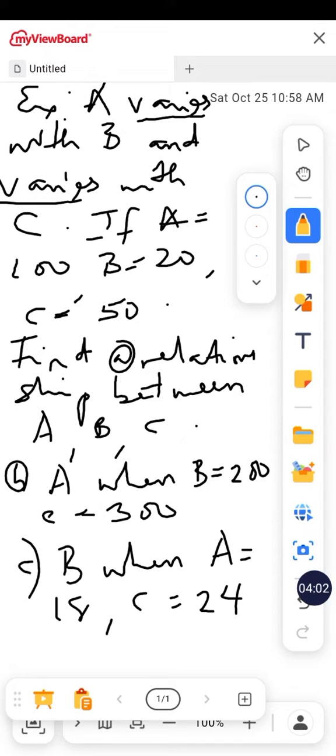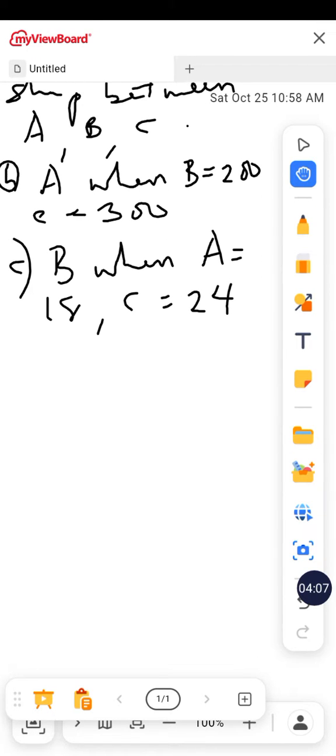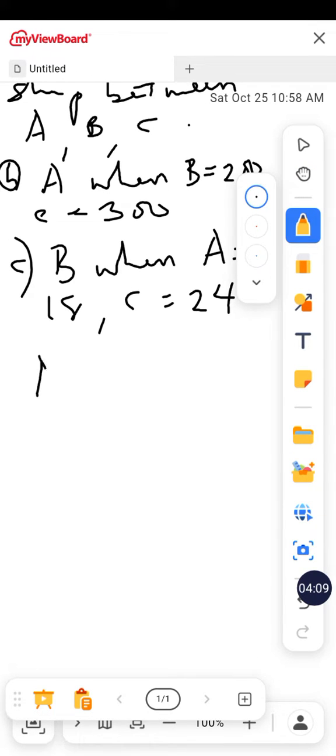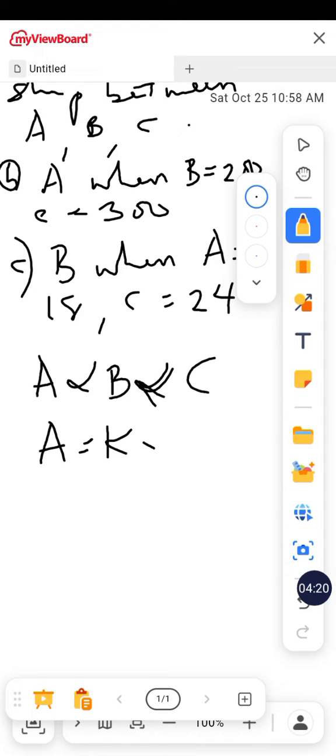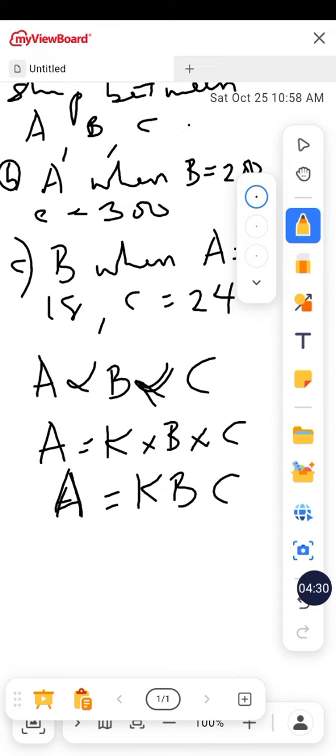So A varies with B and varies with C. Let us interpret it. That will be A varies with B and also varies with C. This sign is called the proportionality sign. We need to remove it. So we have A equals K times B times C. They are all on a straight line because this is a joint variation that uses the concept of direct variation. A equals KBC.